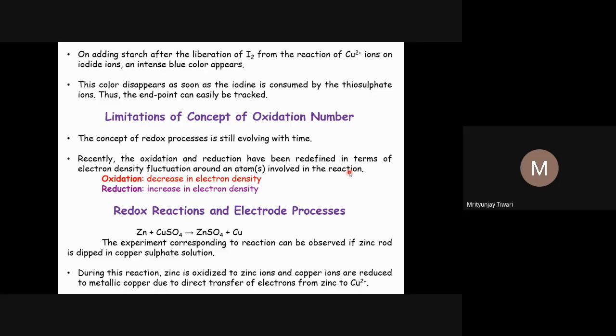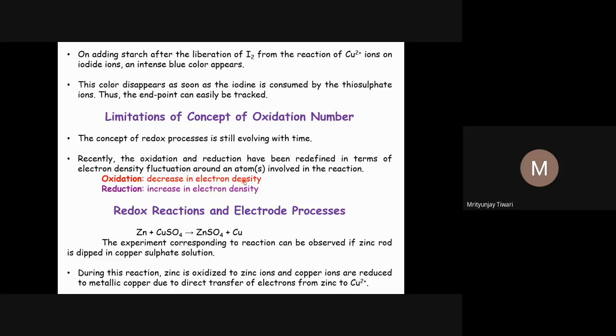Even if there are covalent bonds involved, there is no complete transfer of electrons. What we usually see is the shifting of electron density, that is, the polarization of electron density, and based on this, which is the more advanced concept, people have now defined oxidation and reduction. Oxidation we have seen in terms of a decrease in the number of electrons, and if the number of electrons is decreasing, the electron density will also decrease around that atom. So usually we see a decrease in electron density around an atom.